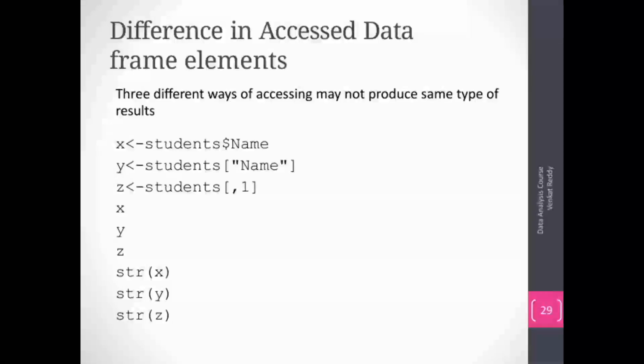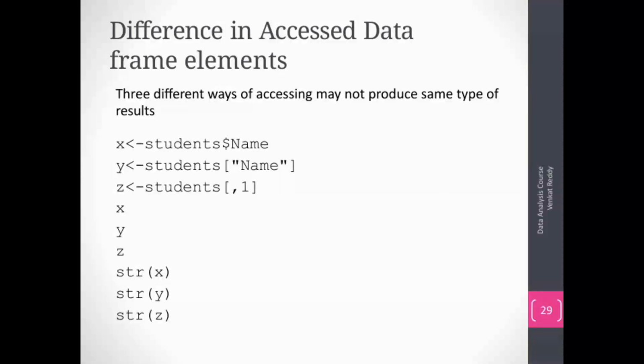When we look at x and y, and then check their structure with str(x) and str(y), you'll see that x is a vector, whereas y remains a data frame. This highlights an important point. Even though all 3 methods access the same data, they can produce different types of results. This difference in how data is accessed can influence how you work with your data later on. Understanding whether you're dealing with a vector or a data frame is key to applying the right functions and avoiding unexpected errors. This is fundamental as we move forward in analyzing data efficiently and accurately.